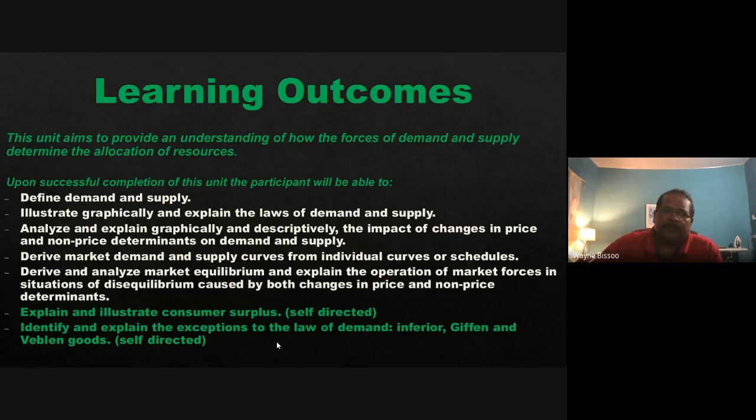All right. So we're going to focus on defining demand and supply, illustrating graphically the laws of demand and supply, analyzing, explaining graphically and descriptively the impact of changes in price and non-price determinants on demand and supply, derive market demand and supply curves from individual curves or schedules, derive and analyze market equilibrium, and explain the operation of market forces in situations of disequilibrium caused by both changes in price and non-price determinants. Sounds like a lot, right?